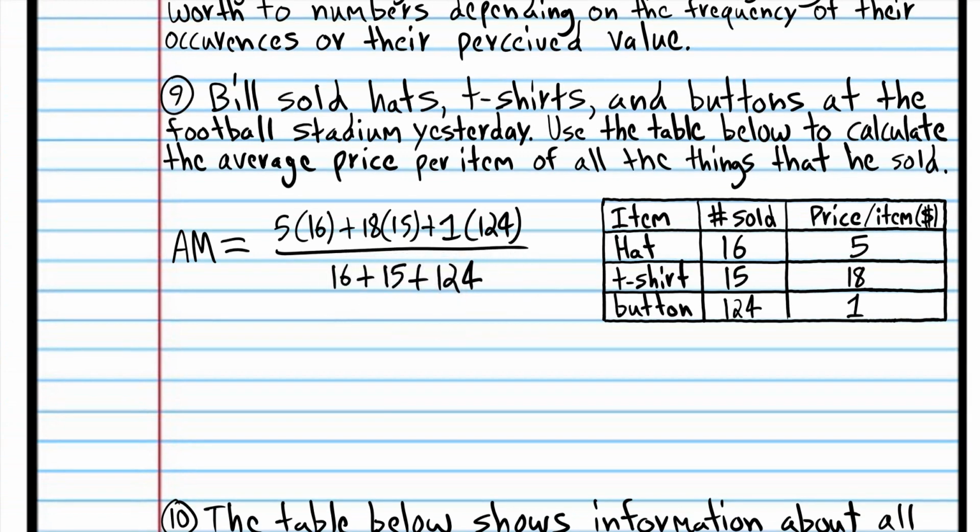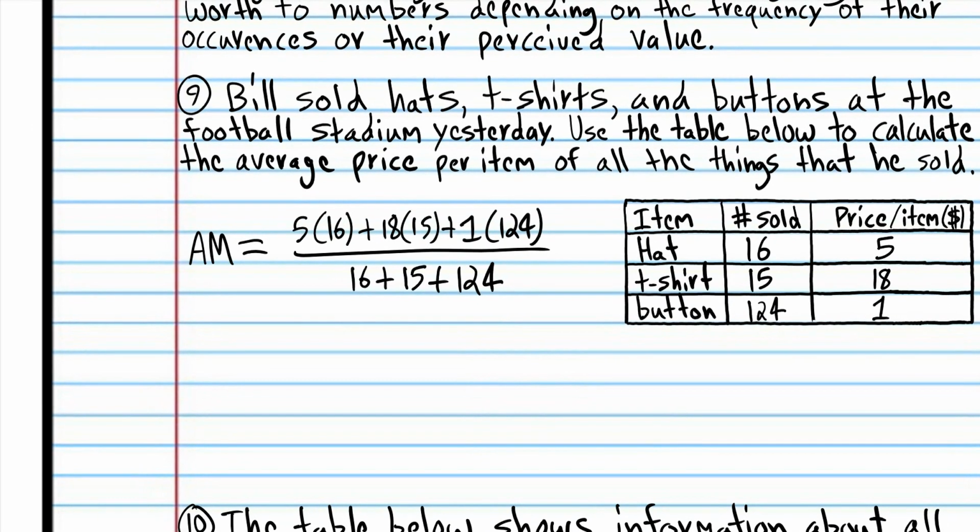Now you can do this in your TI-84 Plus. Push the green alpha button at the upper left, then the y equals button, the F1 y equals button, then press enter where it says n/d. So we should have a fraction template now. So now we can enter the numbers in. 5 times 16 plus 18 times 15 plus 1 times 124. Press the down arrow key. 16 plus 15 plus 124. Press the right arrow key.